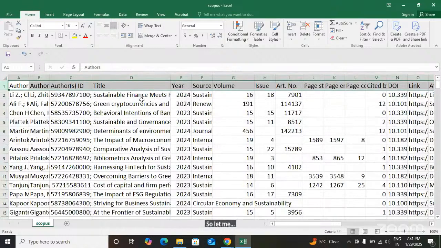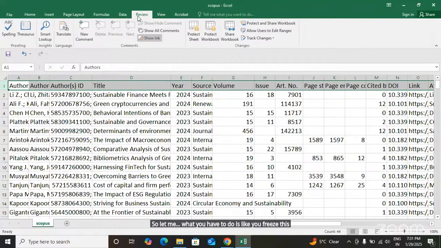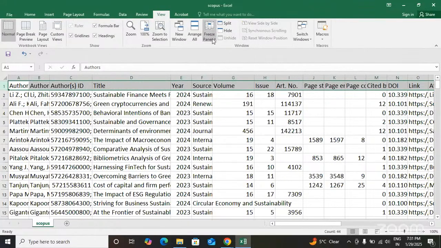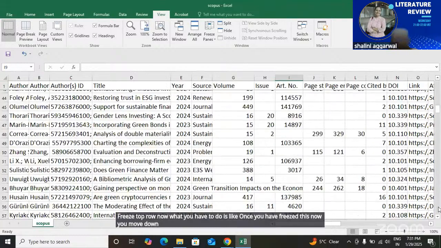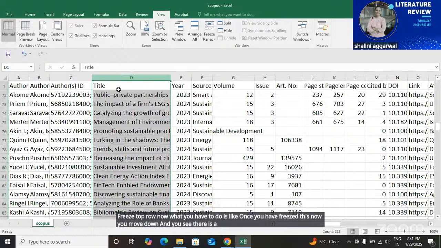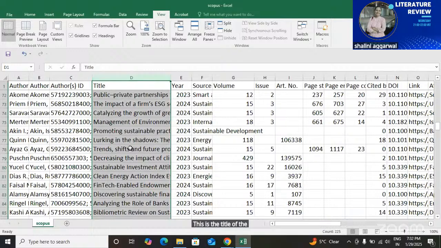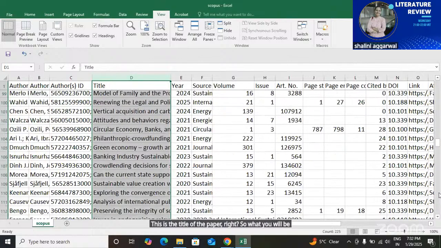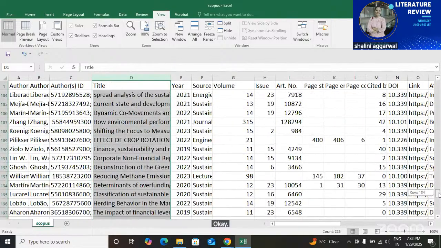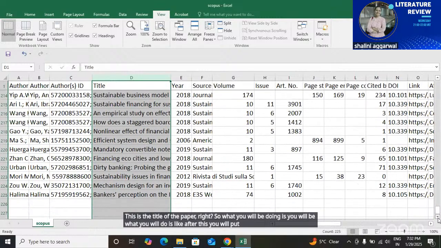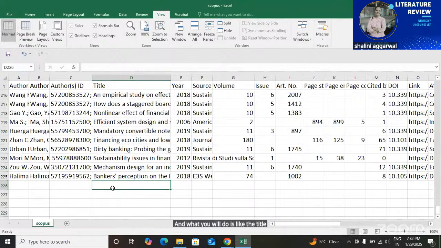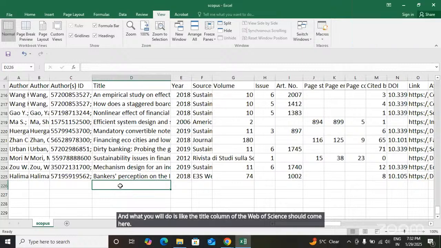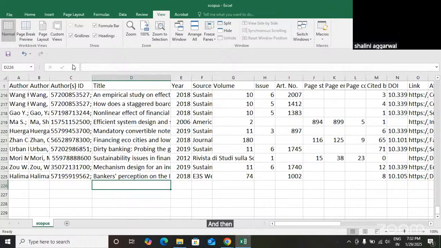What you have to do is freeze this first. Freeze top row. Once you have frozen this, you move down and you see there is a title of the paper. This is the title of the paper, right? After this you will put your Web of Science documents from here, and the title column of the Web of Science should come here.